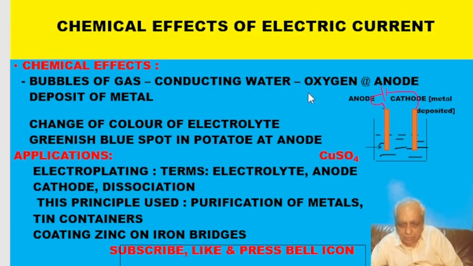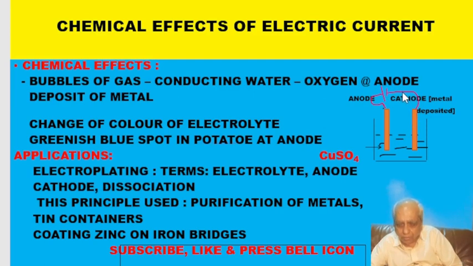Now let us try to understand how to do electroplating. So this is the electrolytic cell. Here I have taken copper sulfate solution. So this is an electrolyte. I have taken two copper plates, so they will act as anode and cathode. Which would be anode? The one which is connected towards positive, and the one which is connected towards negative is cathode.